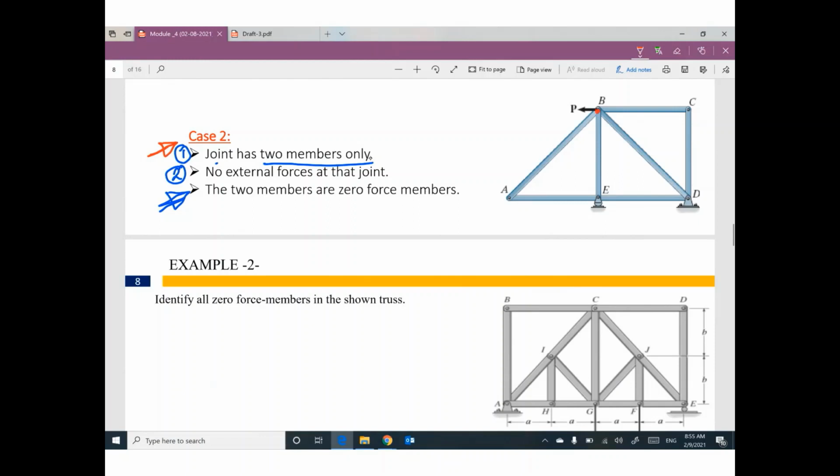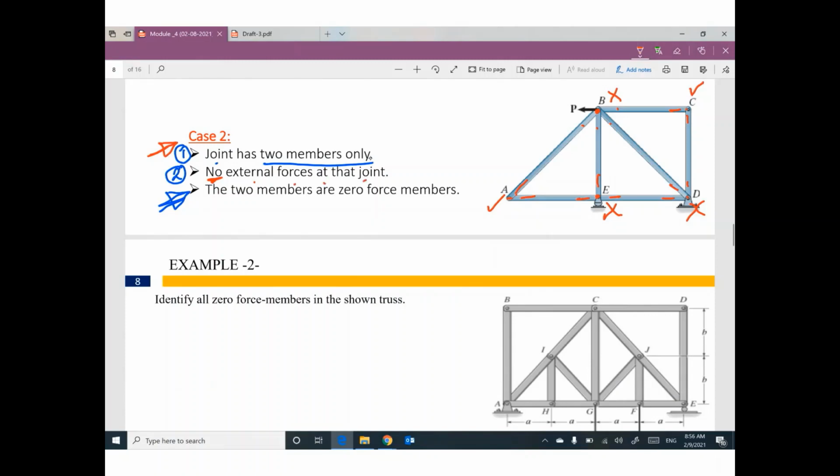Joint number B, joint B has 4 members, will not be counted. Joint E has 3 members, will not be counted. Joint D has 3 members, will not be counted. Joint C has 2 members, yes, can be counted. Joint A, 2 members only, can be counted. This is the first condition. The second condition, no external forces at that joint.